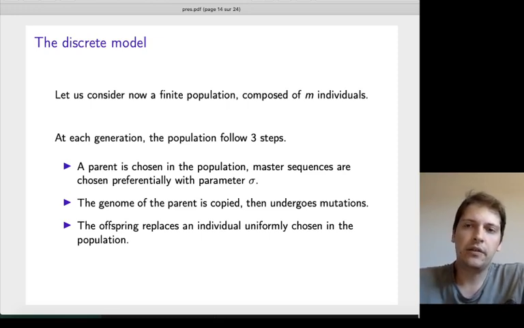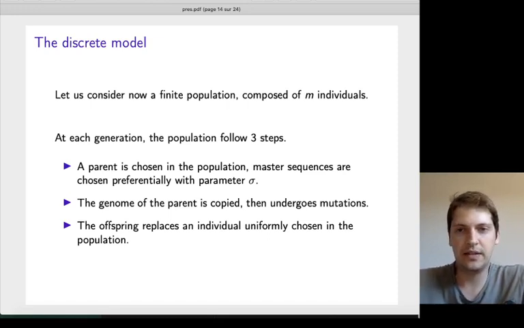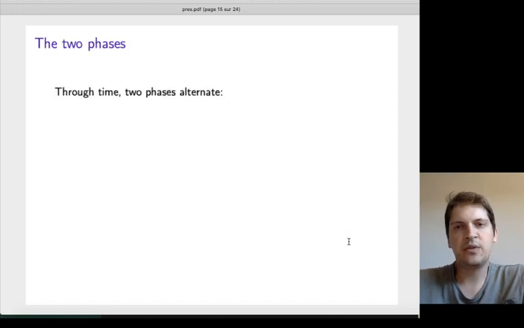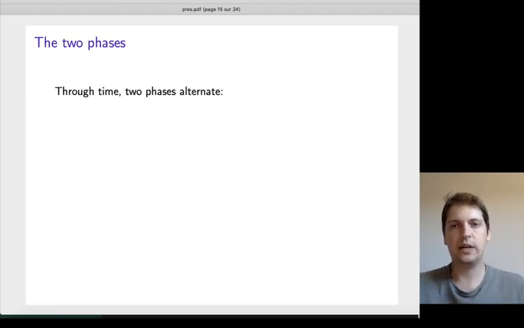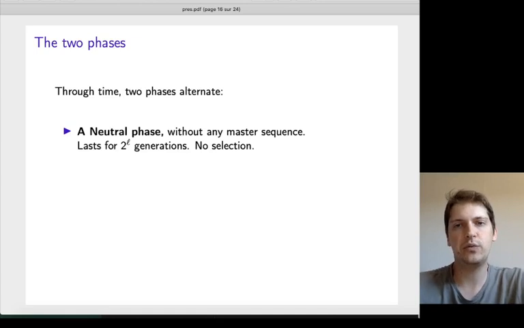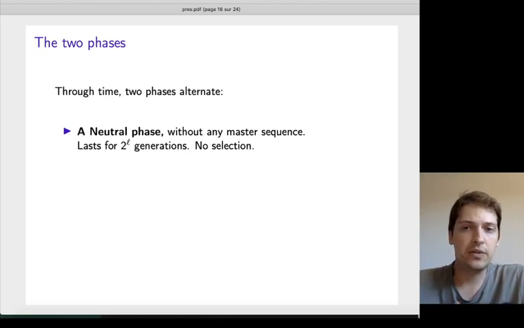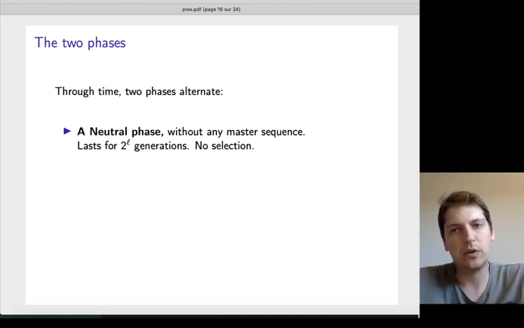Actually, several definitions of error thresholds are possible and they would lead to different correction terms, but let's see one. Let's follow a population over time. Two phases alternate. When there are no master sequences in the population, then all chains play the same role. It's the neutral phase and lasts until master sequences are discovered with mutation. It takes approximately 2 to the power L generations, which is the number of all possible chains. So no selection in this phase.